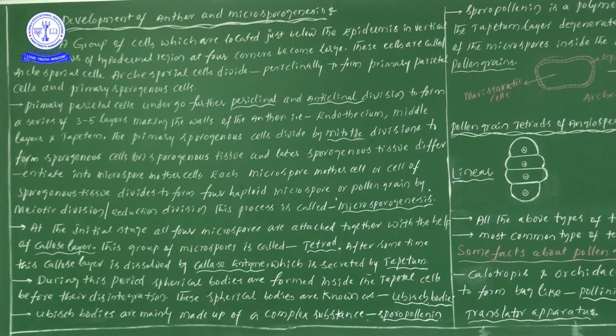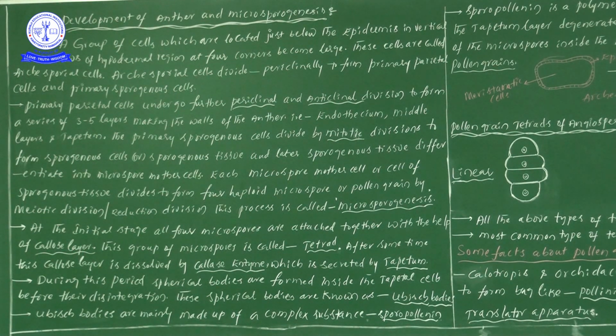Next one, after some time. After some time, what happened? After some time, this callose layer is dissolved by the callase enzyme. This word ends with AS, which stands for enzyme, callase. So that particular callase enzyme degenerates or dissolves the callose layer. So thereby automatically what will be happening?